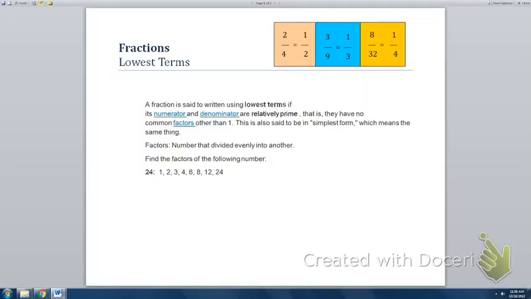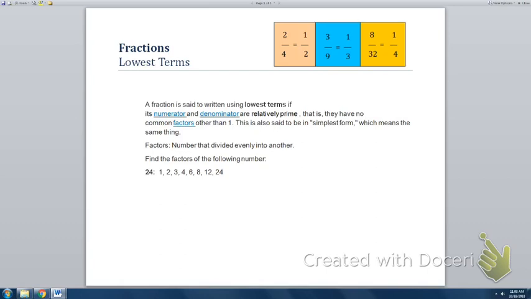Hey everyone, this is just a quick video on reviewing whether or not your fractions are in lowest terms. Before we do that, let's just do a quick definition. A fraction is said to be in lowest terms if your numerator and the denominator are what we would call relatively prime, which means they have no other common factor except 1. What does that mean? Nothing else can be divided into these numbers except 1. And we also refer to that as simplify or in simplest form.